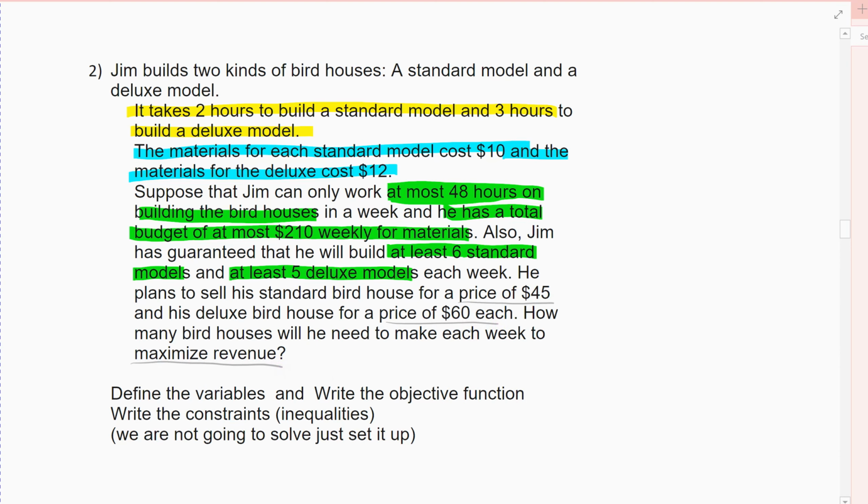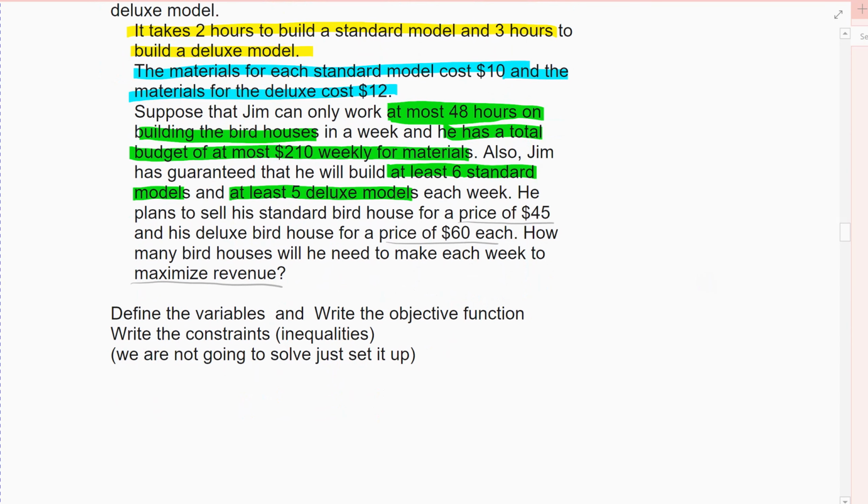All right, so there's a whole lot that you have to unpack on this problem. There's the hours he can spend, there's the money he has to spend, then he's guaranteeing he's going to make at least 6 of the standard and at least 5 of the deluxe. Those are the last two examples of where we're going to get some of those inequalities from. And then he's going to sell them, right? So he's got $45 for each standard birdhouse, and then $60 for each one of his deluxe birdhouses.